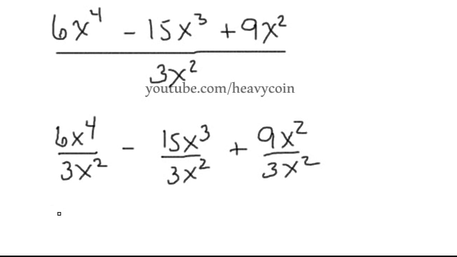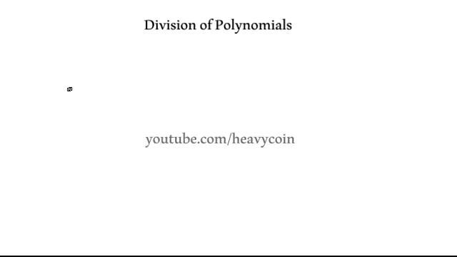So 3 goes into 6 2 times. There's 2 x's in the denominator, 4 in the numerator, so we'd just be left with x squared. 3 goes into 15 5 times. 2 x's in the denominator, 3 in the numerator, so we can cancel 2 of them out. We'd just be left with 1x plus 3 goes into 9 3 times. And of course x squared over x squared is just 1. So this is what we're left with right here after simplifying this down. Alright, let's move into what we're really after here.